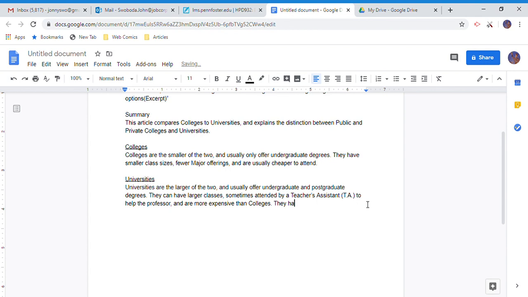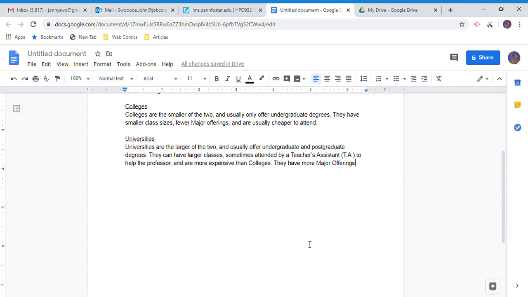They have more major offerings. Now, if you remember from elsewhere, a major is the focus of your study. Like, are you studying being an airline pilot, or are you studying being a nurse, or are you studying being a teacher? Those are your majors.